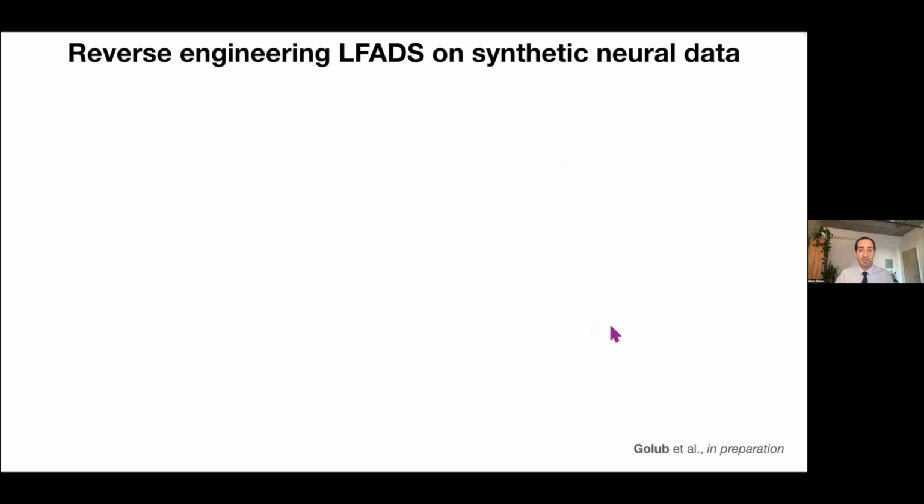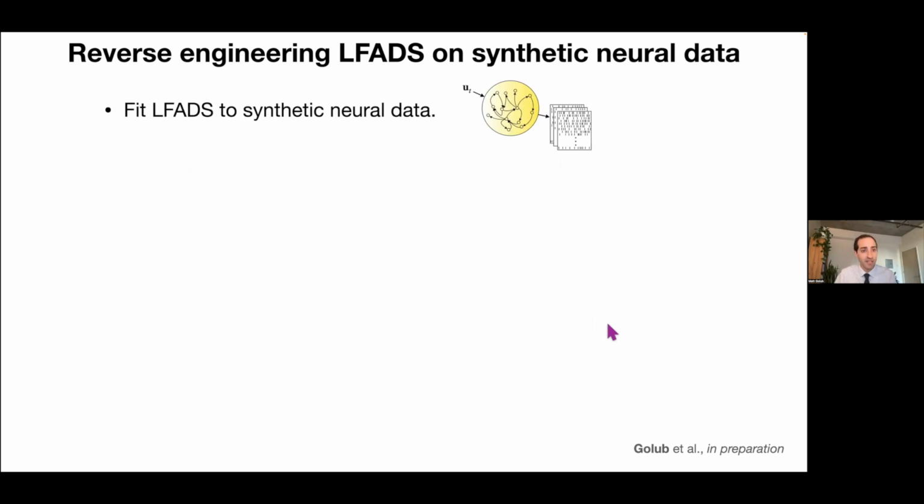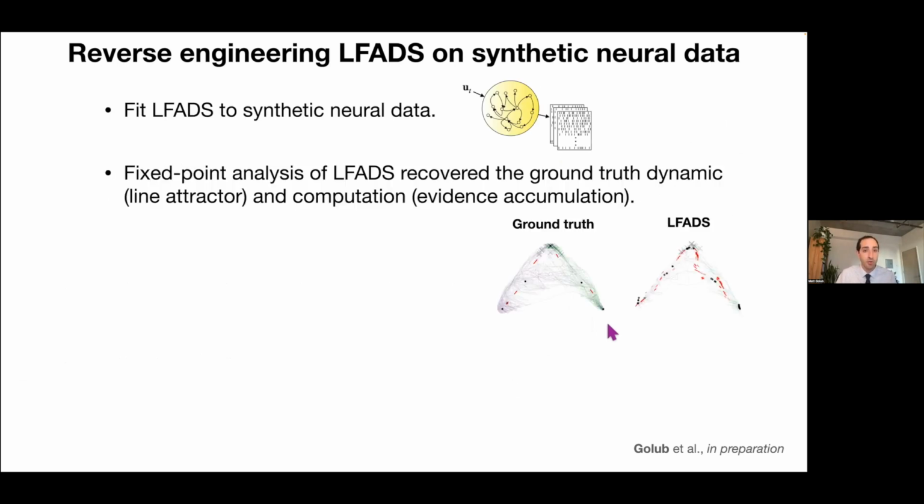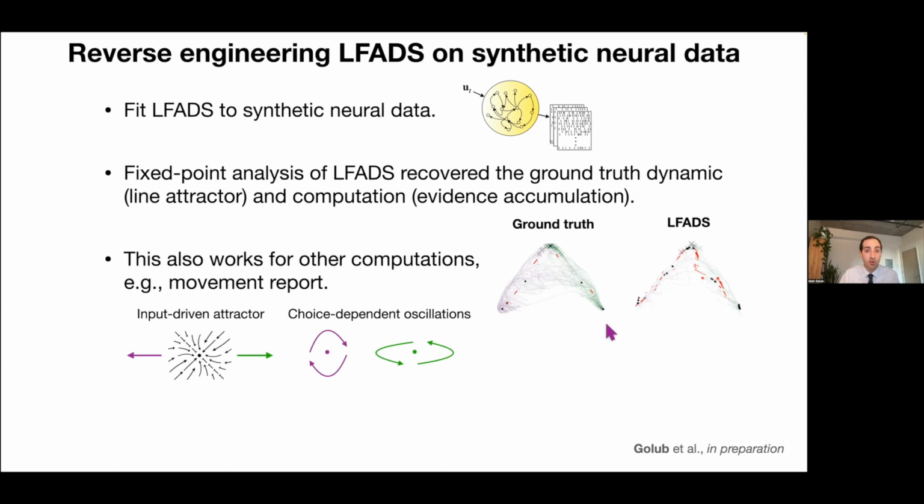Okay. So to summarize the past few slides, we fit LFAS to the synthetic neural data. Then a fixed point analysis of LFAS recovered the ground truth dynamic, this line attractor, and the computation that the line attractor performs, which is evidence accumulation. I don't have time to go through it, but this also works for other computations, not just the line attractor. For example, we can use it to recover these ground truth dynamics in the case of fitting LFAS to data generated from that movement report RNN that I showed earlier.